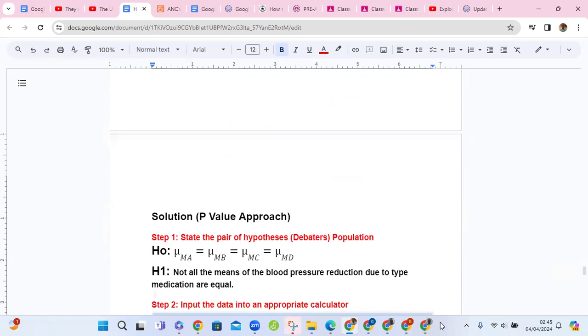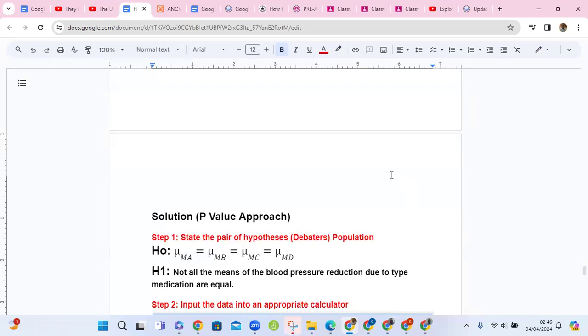So step 1 now is to state the pair of hypotheses for the p-value approach. The null will always say that the means are equal. There's no difference between the means of the blood pressure reduction due to medication. The alternative will say that not all the means of the blood pressure reduction due to type of medication are equal. So the alternative is saying that there is a significant difference between the means, whereas the null is saying there is no difference between the means.